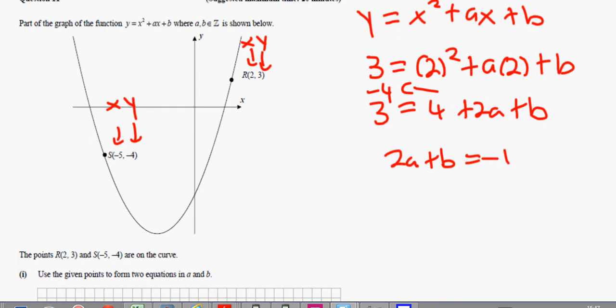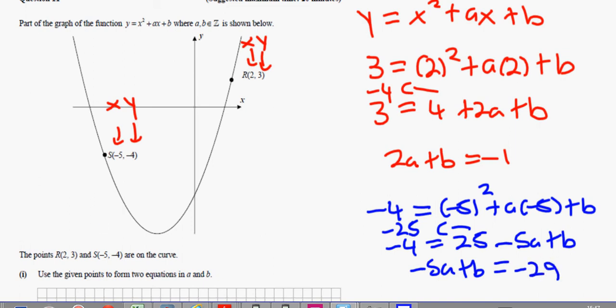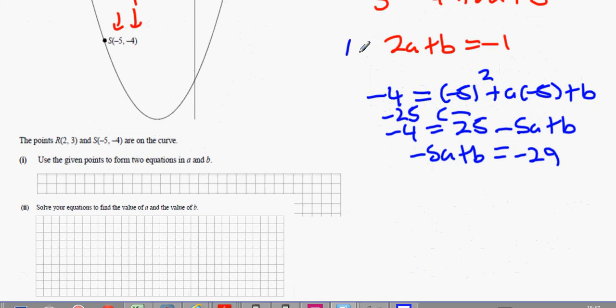The next one, x equals minus 5 and y equals minus 4. So this time we're going to get minus 4 equals minus 5 squared plus a times minus 5 plus b. And what we get is minus 4 equals 25 minus 5a plus b. Bring the 25 over the other side and it becomes minus 25. So we get minus 5a plus b equals minus 29. So those are the two equations, equation A and equation B.